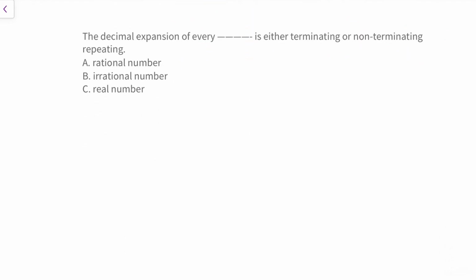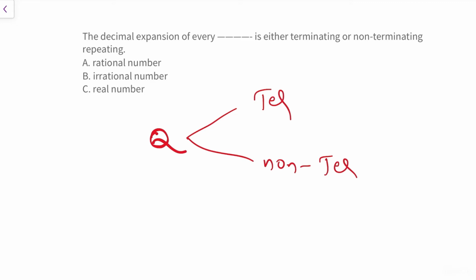Next, the decimal expansion of every rational number is either terminating or non-terminating repeating. So actually in the rational numbers we will be having two types of decimals: one is terminating decimal and one is non-terminating repeating type of decimal. So obviously that is option A. Every rational number has either a terminating decimal or else a non-terminating repeating type of decimal.